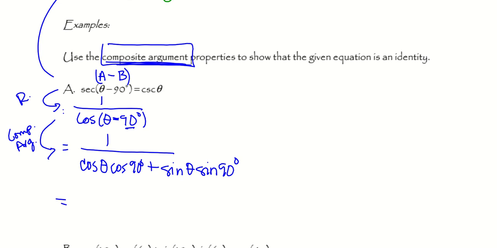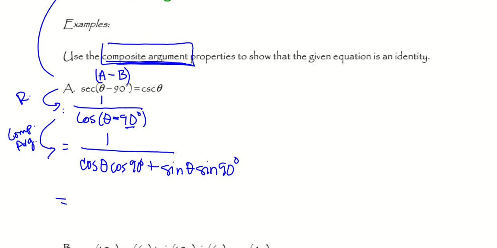So from there, I'm going to go here, and I've got to determine what the cosine of 90 and the sine of 90 are. So if I think about my unit circle, on that unit circle there is a point at 90 degrees which has coordinates (0, 1). So the cosine of 90 is my x, so that would equal 0.